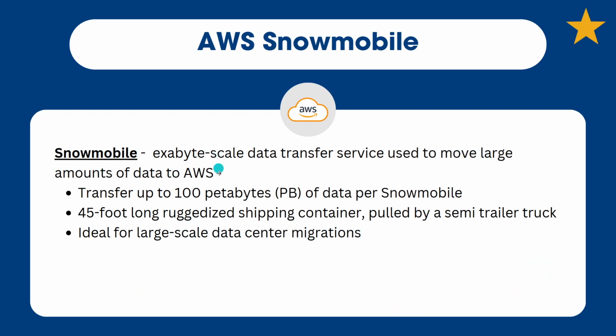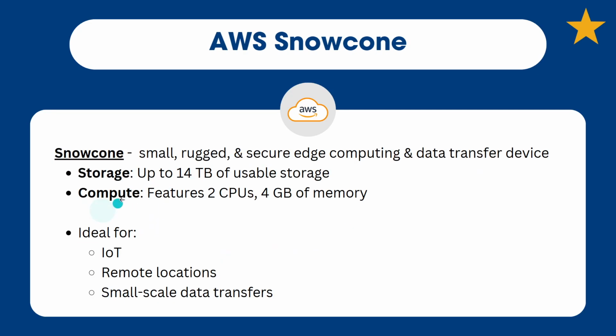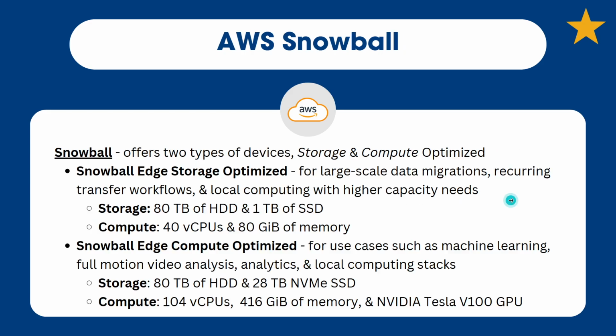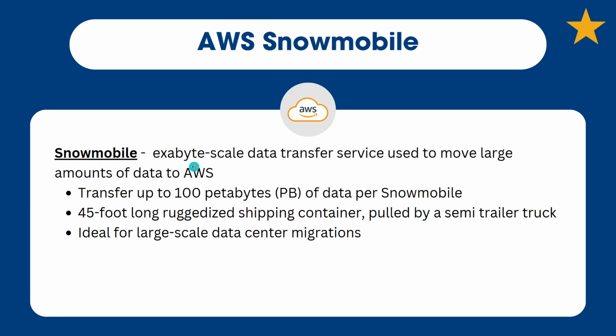Now the biggest one. If the Snowball is a suitcase, a very small device, then the Snowmobile is going to be massive. This is actually a 45-foot long ruggedized shipping container that's pulled by a semi-trailer truck. So we're talking really big hardware at this point. This is exabyte scale. Exabytes are a huge unit of memory. This transfer device is used to move large amounts of data to AWS, up to 100 petabytes of data per Snowmobile. It's ideal for large-scale data center migration.